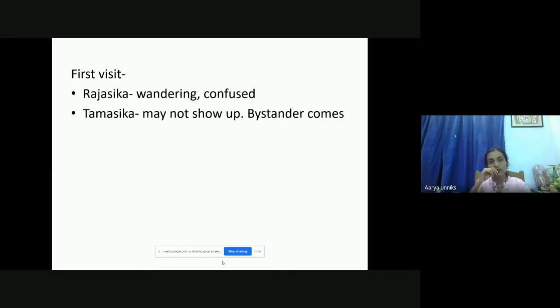And the Tamasika person may not show up. The bystander comes and says, my son is having this ailment, and he is not ready to come to the OP and meet the doctor, and he's not ready to come out of his illness. Then we can infer Tamasika vritti in the person.